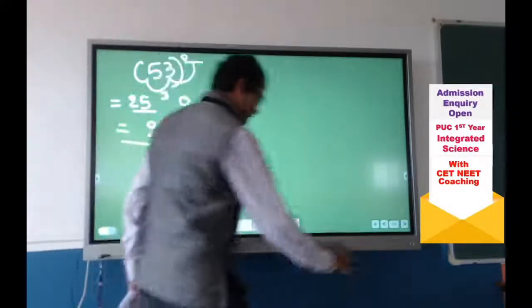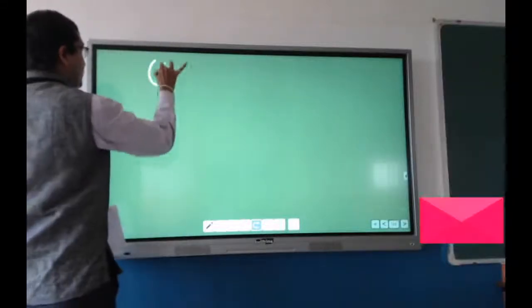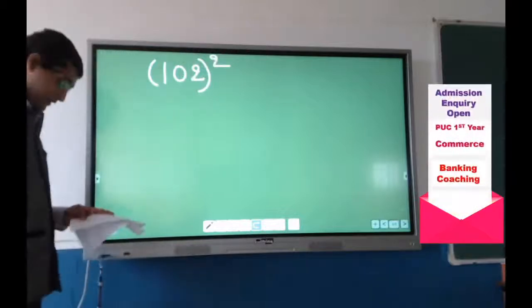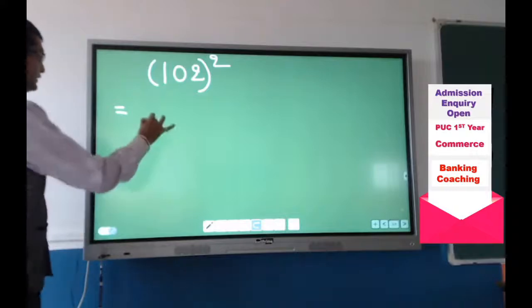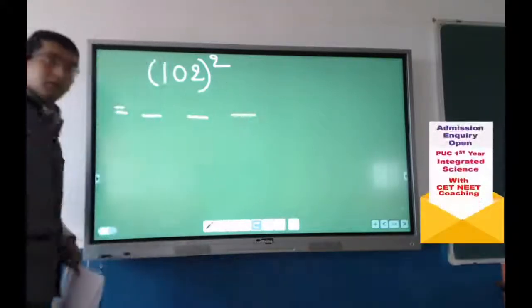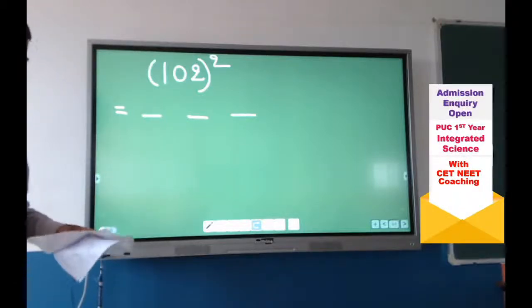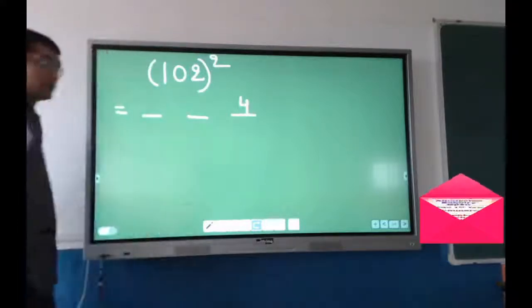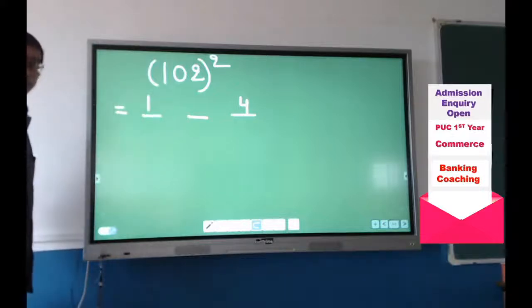Similarly, we'll solve one more example, which is 3 digit. We can also apply this concept to 3 digits. So I write 102 square. It is a 3-digit number. Once again, take 3 pieces: first piece, second piece, third piece. Treat this as 100 plus 2. 2 square, we get 4. Next, 1 square is 1.